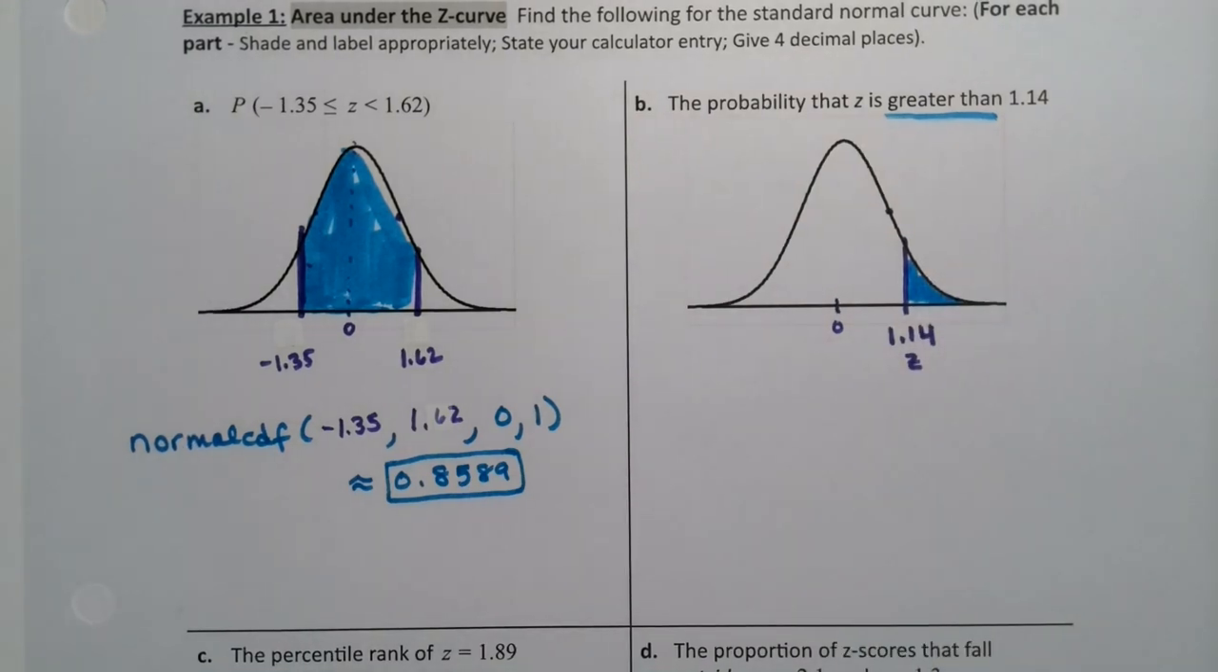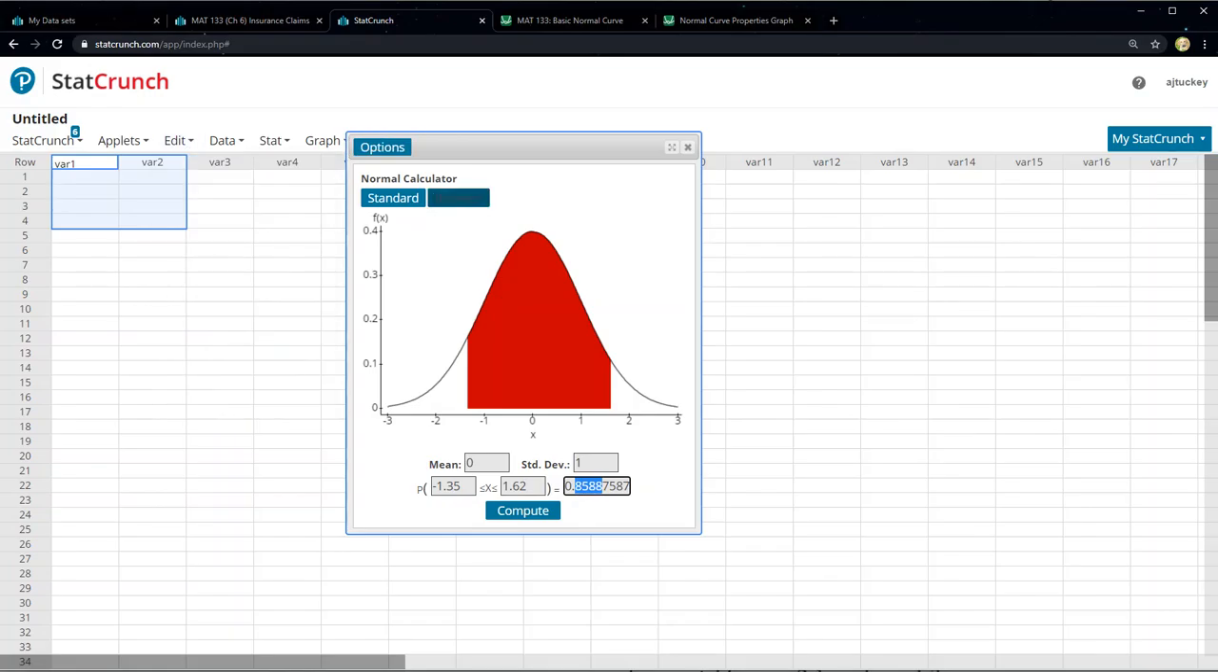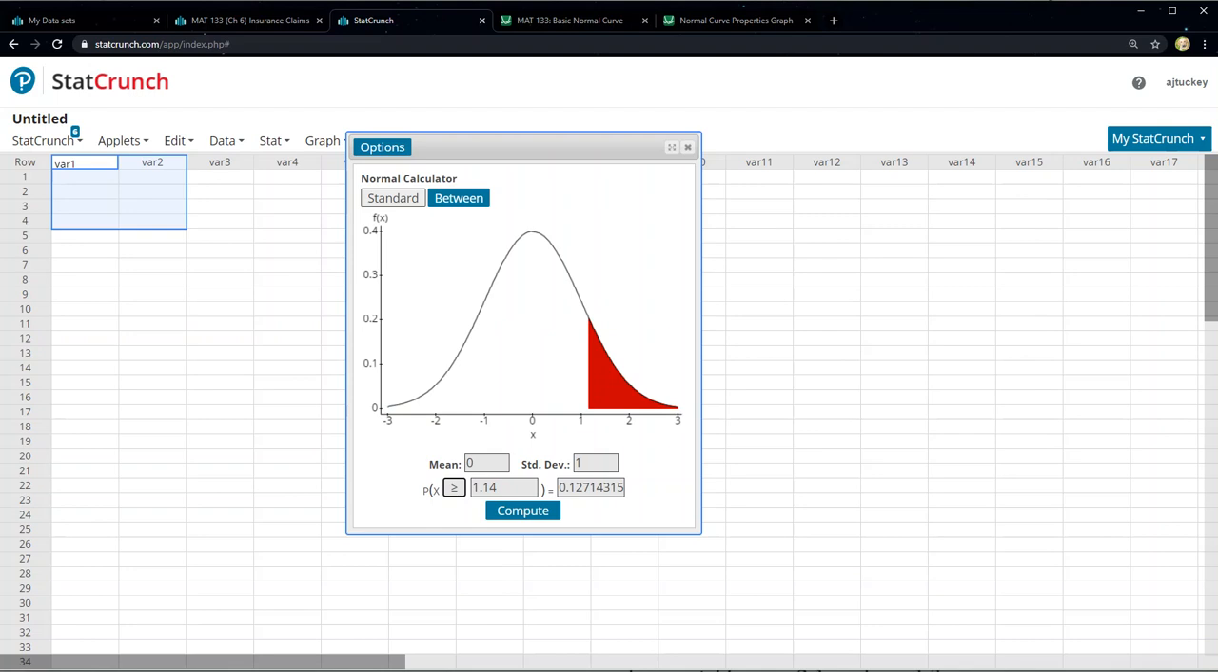Okay, so let's look at this on StatCrunch first because it's going to be much easier on StatCrunch. This is not a between probability. I don't have two numbers here. So I'm actually going to switch to standard. I click on the little standard. Mean is 0, standard deviation is 1. Fabulous. I want the number 1.14, but I want it to be greater than. So I'm going to click on the little less than symbol and pull down to the greater than. And there you can see it shaded just like we have on the page. And it tells us it's 0.1271.